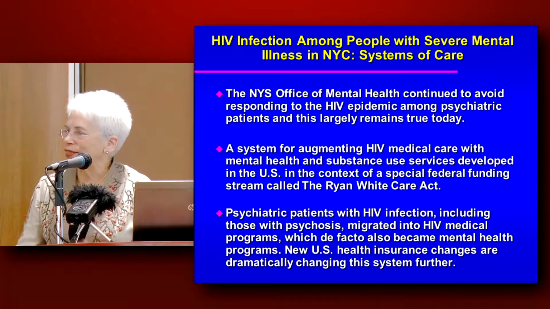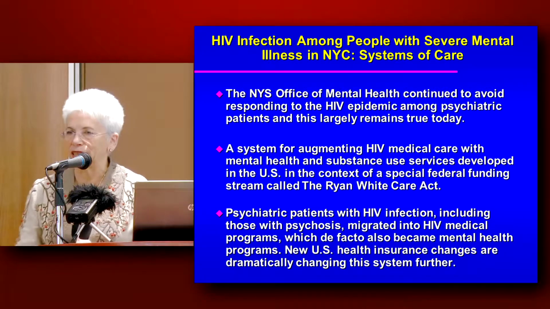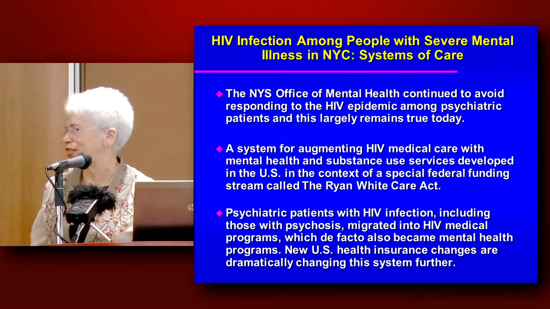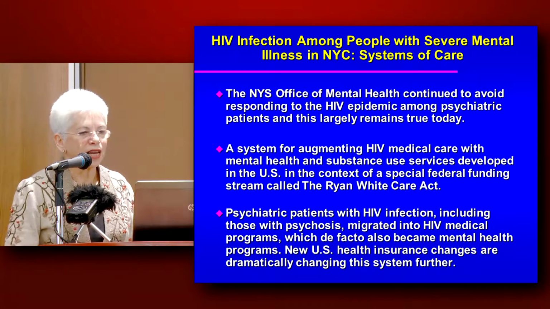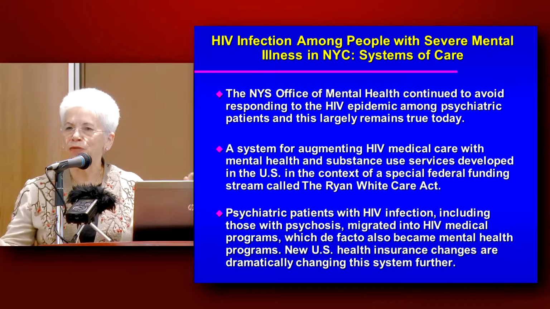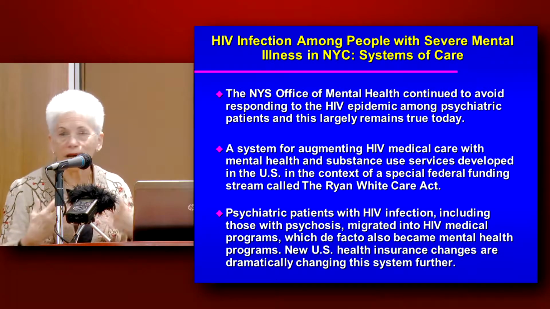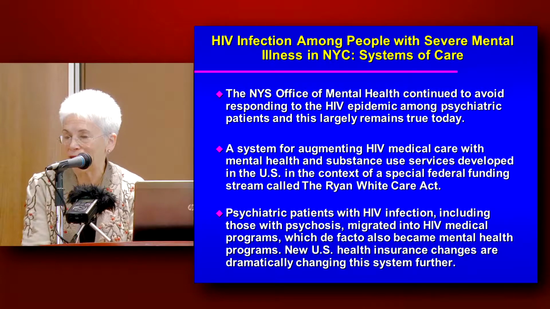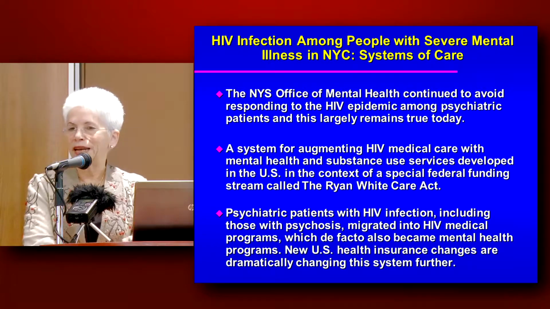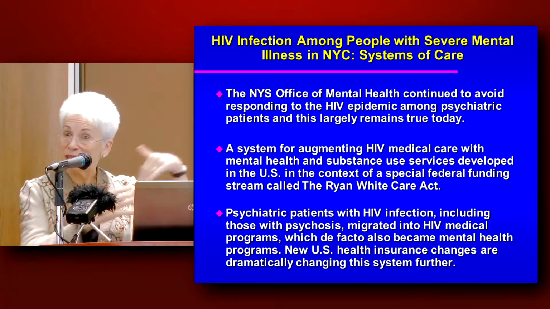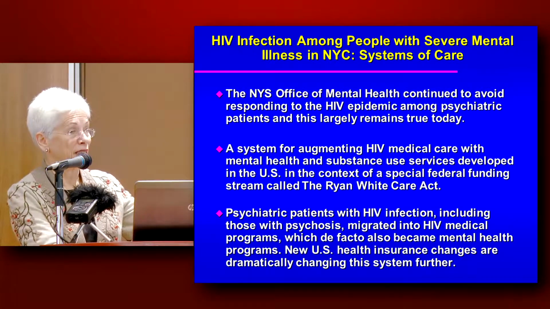Now, one of the interesting things that happened, and maybe it's happened here, is that because the psychiatric system wasn't the least bit interested in HIV, and a funding stream developed to take care of HIV patients in the U.S., and you can tell me a little bit about what happens here, people who had HIV who were very mentally ill, including with psychotic disorders, began to migrate into the HIV system.